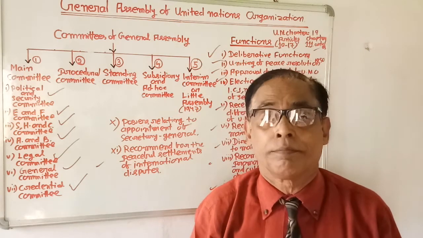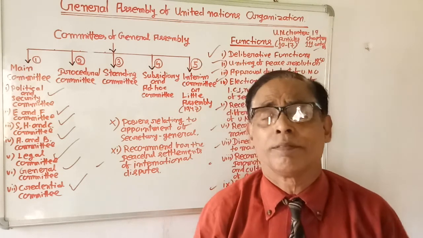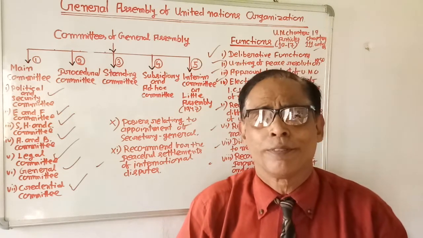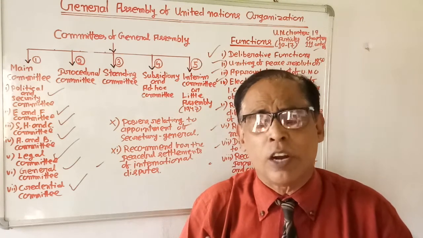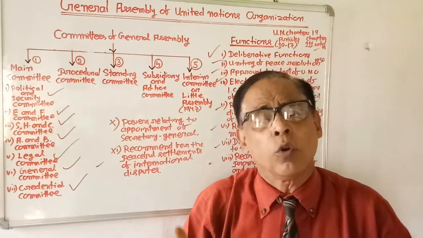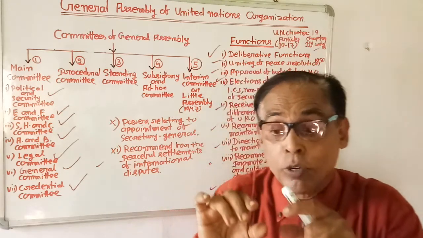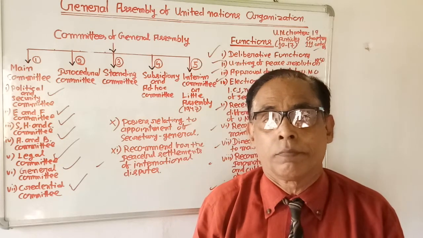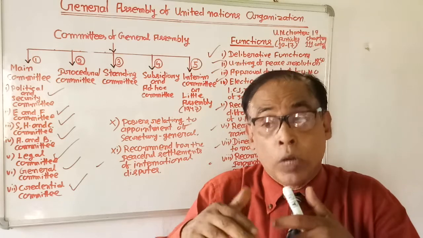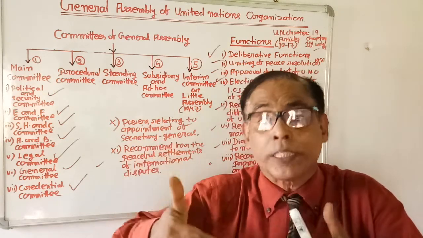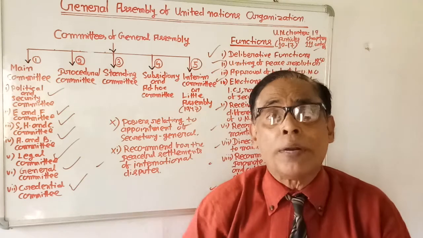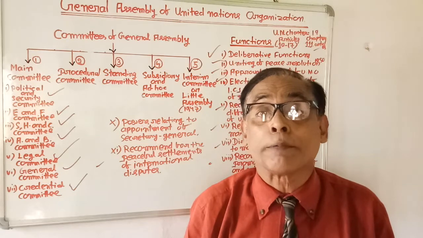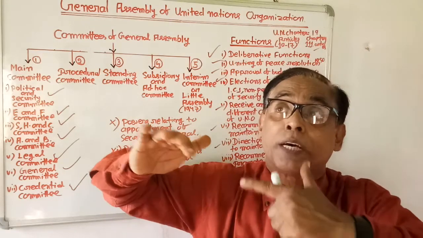UNO requires money. Otherwise, how will it function? For example, the human body requires food. If you do not give food, the human body will collapse. So the United Nations Organization has a budget, and this budget will have to be passed. If its budget is not passed, the developmental works of UNO cannot be carried on. So it is the responsibility of the General Assembly to approve the budget of the UNO.